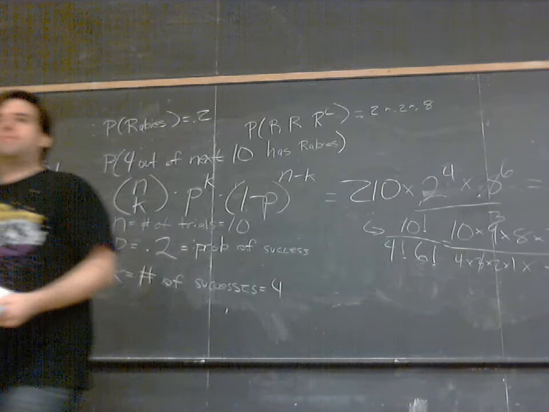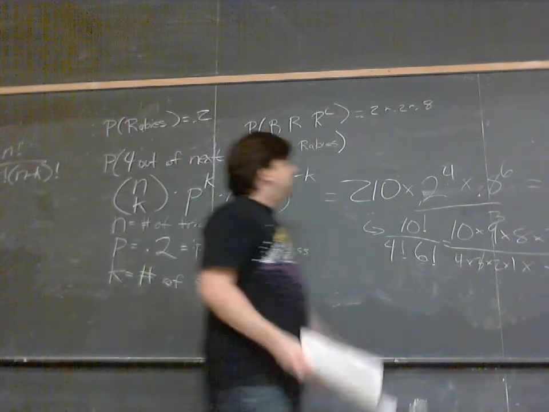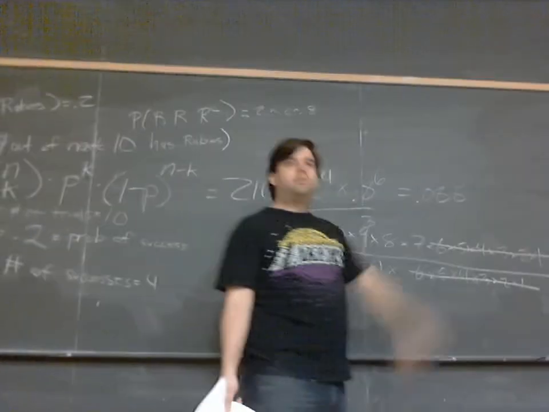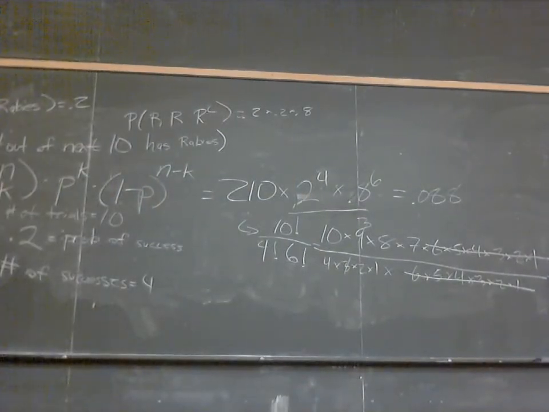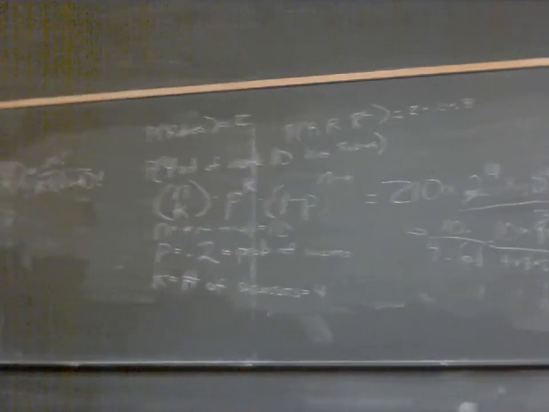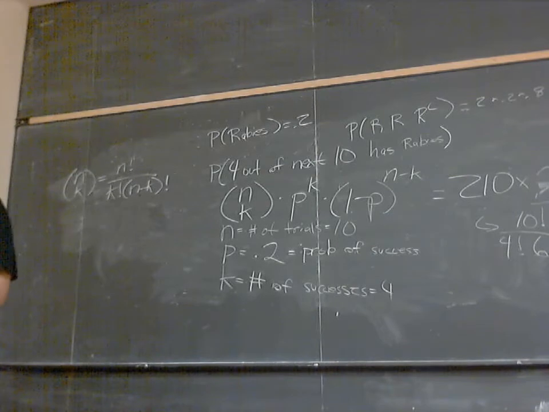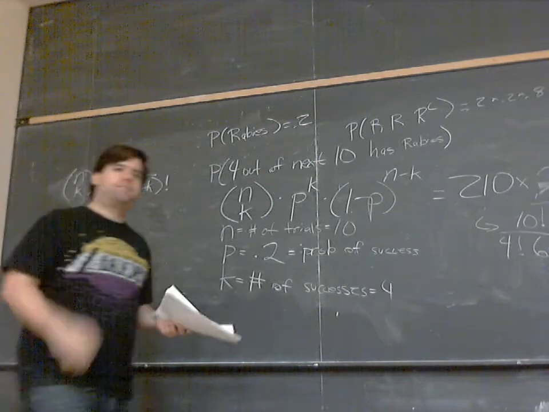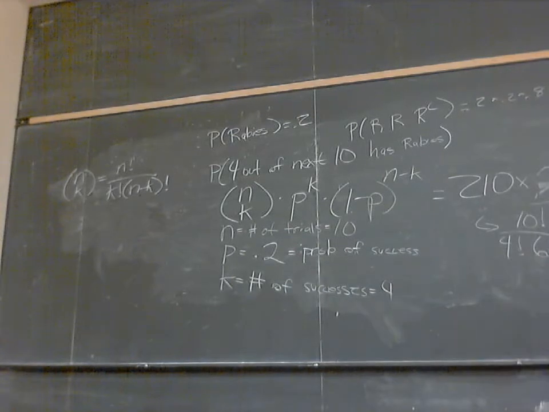Can you phrase the answer again? For the binomial, I say there's an 8.8% chance that 4 of the next 10 dogs have rabies. Notice the binomial gives me the probability of exactly 4. It's not 4 or less, it's not 4 or more. It's exactly 4, not 3, not 5. Questions there? So you're going to use the binomial when you have a k out of n situation.